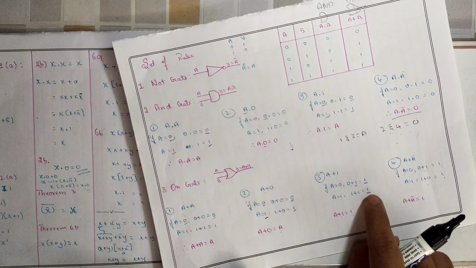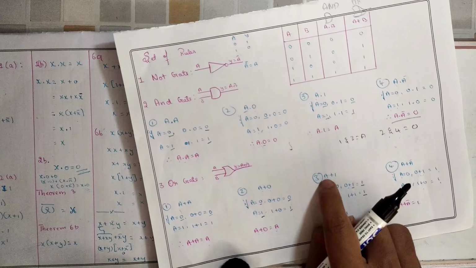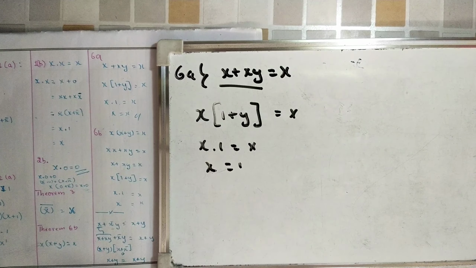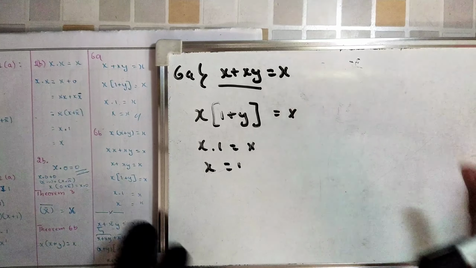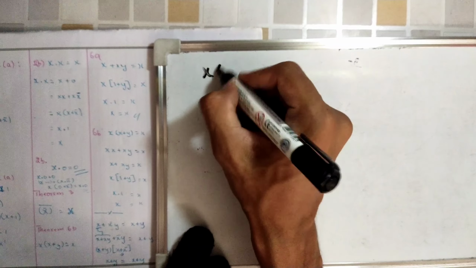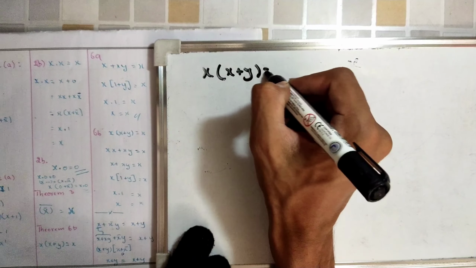1 plus anything is always 1. Either you write plus a plus 1 or 1 plus a, both are the same, right? So 1 plus anything is always 1. So this was your a part. Now let us solve the b part, which is nothing but x into x plus y is equals to x.